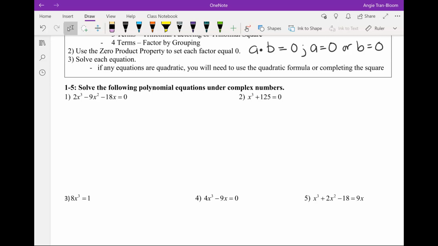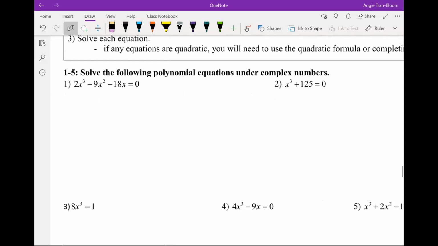So here we go. Number 1: 2x to the third minus 9x squared minus 18x equals 0. Step 1, what would you do? Factor. What would you check for? Is there a greatest common factor? What is it? 2. Yep. Take it out. So 2x. That means you're left with x squared. Well, actually, no, not 2x, because 9 can't be divided by 2. It's just an x. So you're going to have 2x squared minus 9x minus 18.